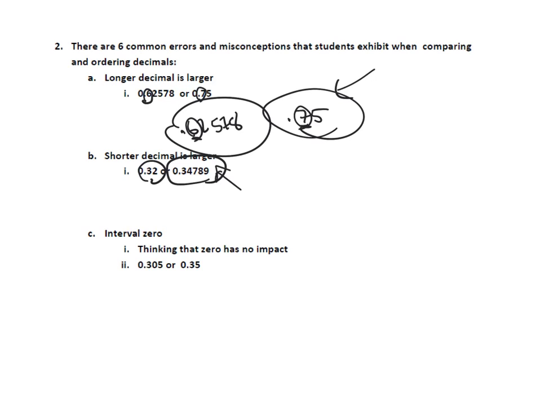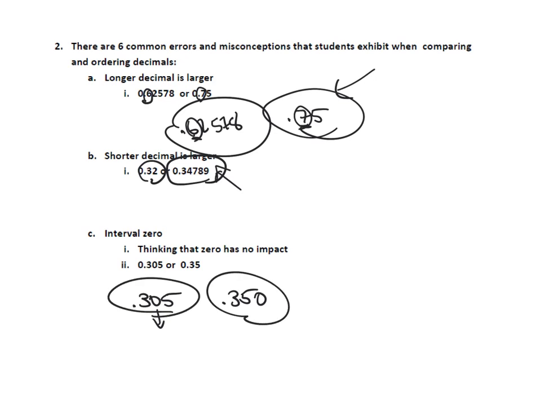Also think about intervals of 0, thinking that this 305 thousandths doesn't have any meaning. As opposed, if I put the 0 out here, now I've got 35 hundredths or 350 thousandths. So this one's 350 thousandths, this one's 305 thousandths. Well, that one would be greater. So there is, that 0 does have a misconception on the page over here. The longer decimal is larger.